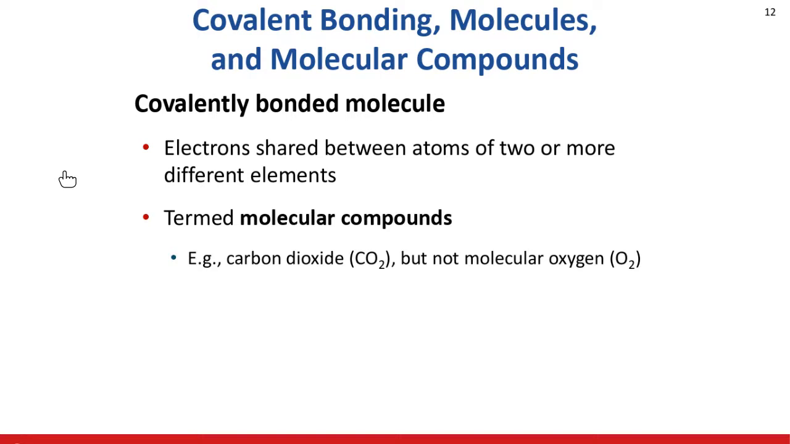or gain an electron. So they end up sharing. Okay, so this is what we talk about. A covalently bonded molecule is when electrons are shared between two or more different elements. For example, carbon dioxide, carbon and oxygen. Those are different elements, but molecular oxygen is going to be the same element, so we're not including that. So when we get this sharing of electrons, then we're referring to what we call a molecular compound.